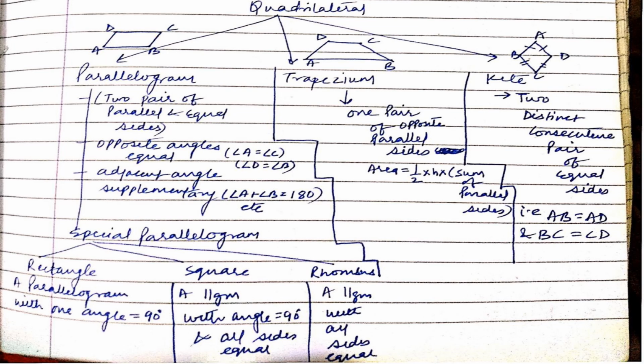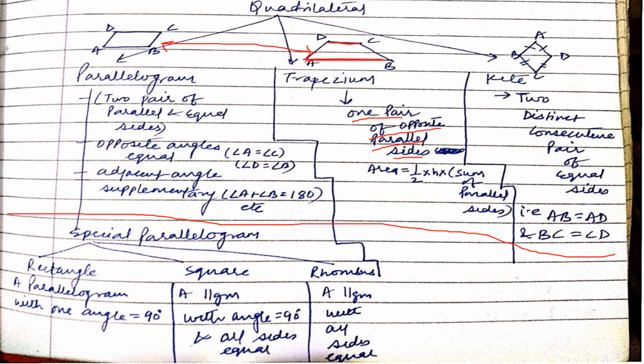Now, before moving further, let's discuss the other two. Second is the trapezium. How is a trapezium different from a parallelogram? The difference is very simple. Here we have only one pair of opposite parallel sides, not even equal, only parallel. So you can say AB is parallel to CD, only parallel.